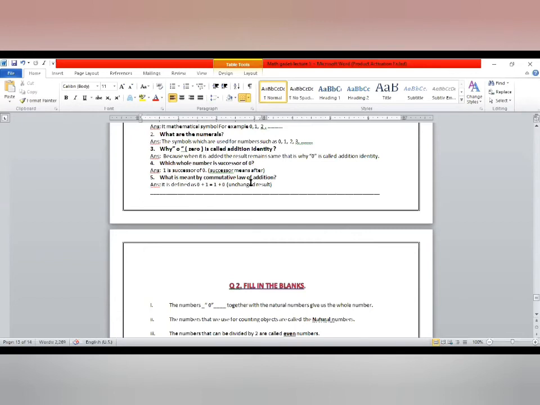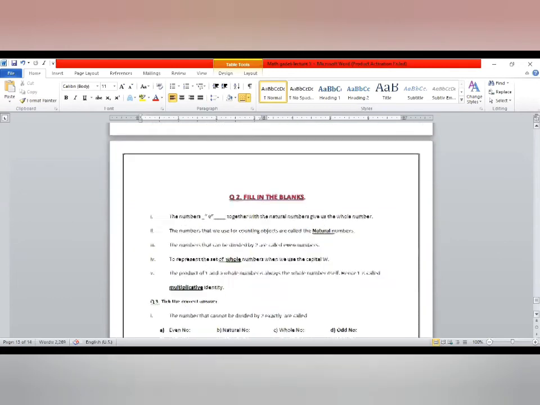What is meant by the commutative law of addition? This is 0 plus 1 or 1 plus 0. When we change the position of the numbers, like 0 plus 1, if you write 1 plus 0, the result on both sides comes the same, meaning an unchanged result. It explains the commutative law of addition.